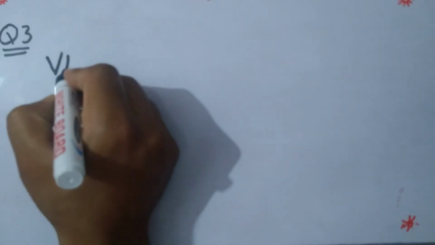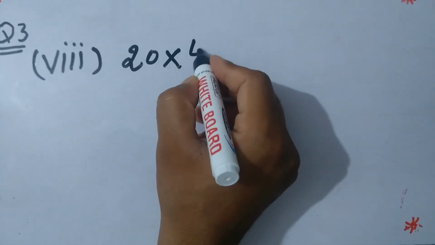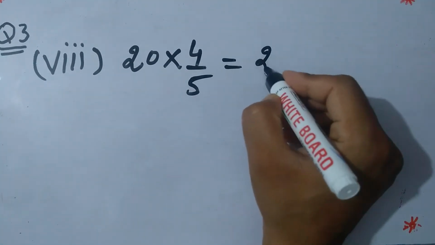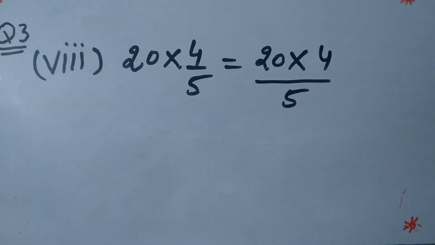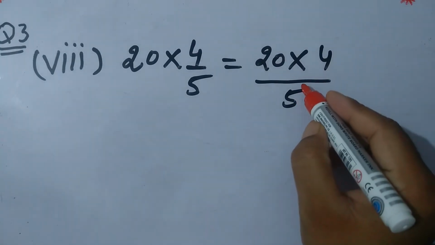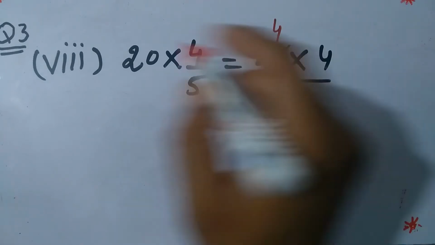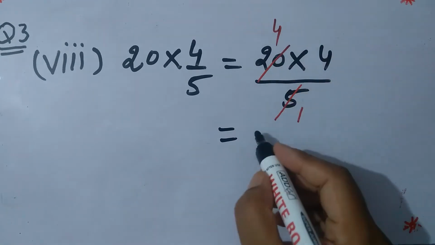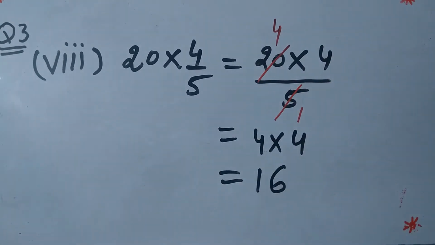Number 8 part. What is the question? 20 into 4 upon 5. So this means 20 into 4 divided by 5. My dear students, we can cancel them. 5 ones are 5, 5 fours are 20. So what we can write here now? Answer is 4 into 4 equal to 16.